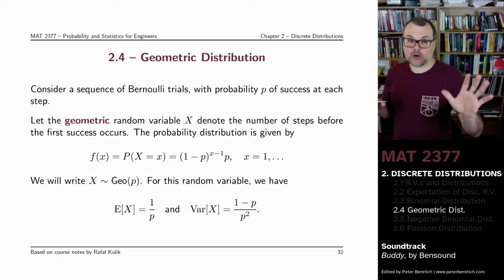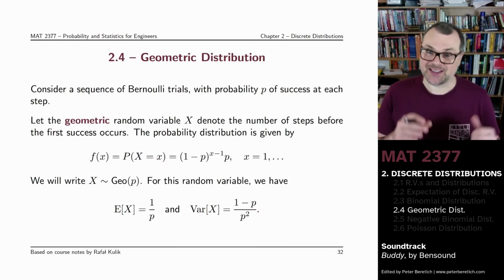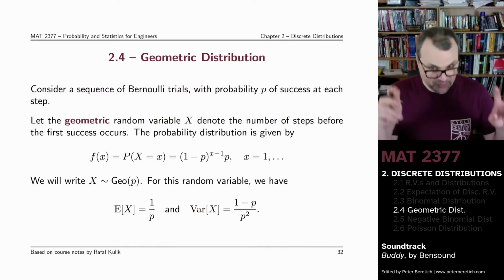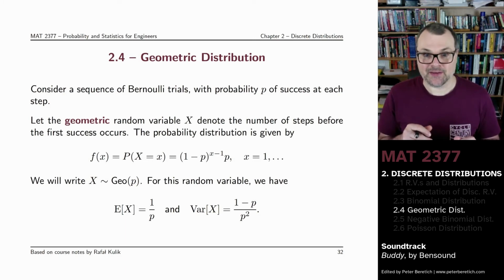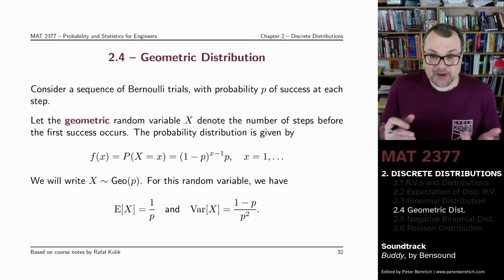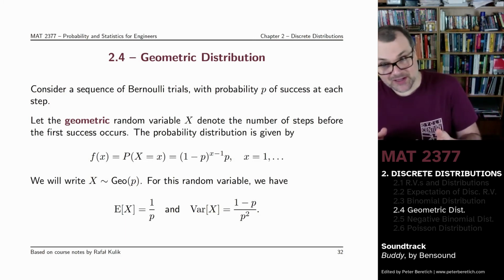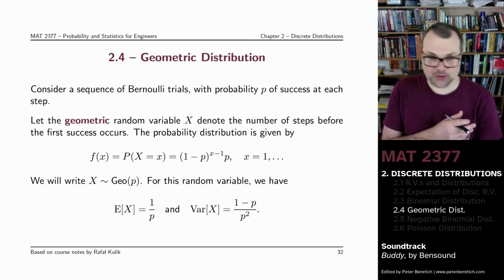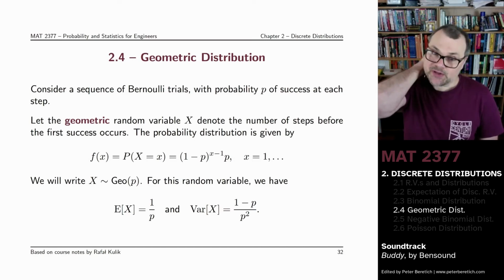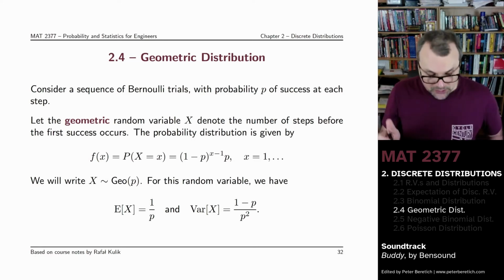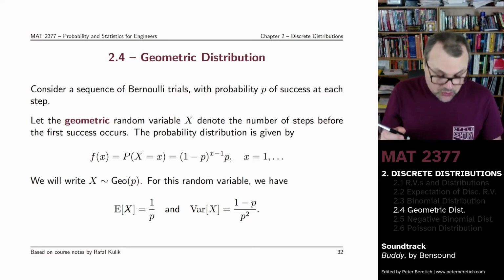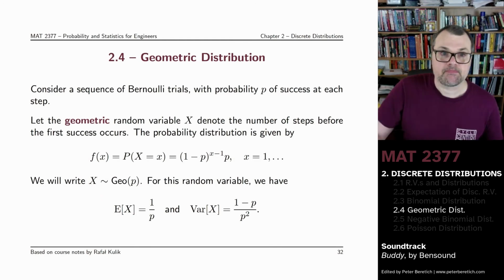Think of how this makes sense. Think back to the coin, which has a probability 0.5 of being successful, say flipping heads. Well, in theory, you would expect to have to flip it twice on average in order to observe your first heads. The variance is 1 minus p divided by p squared. These are specific values that you should remember or know.